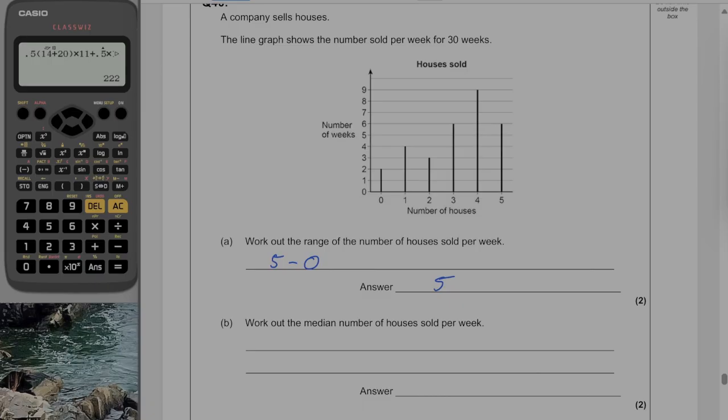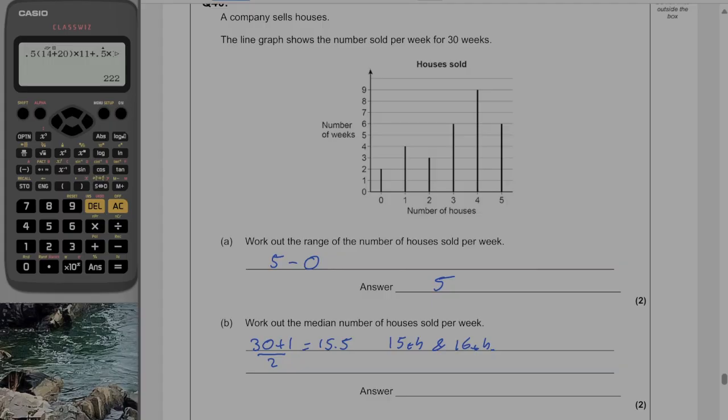Right, for the median then, so if we're looking at 30 houses, 30 weeks, 30 plus 1 divided by 2 is 15.5. So we're looking where the 15th and the 16th value would fall when in size order. Now the bar chart has them in size order. We're just going to keep a running total.